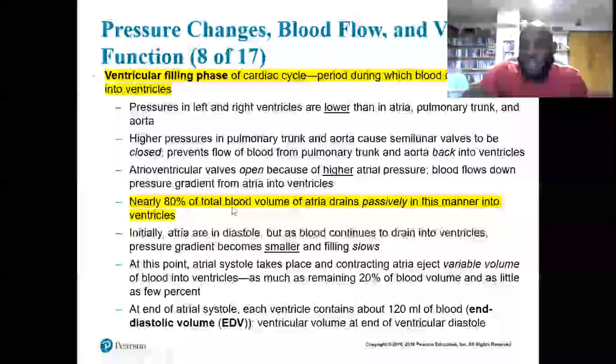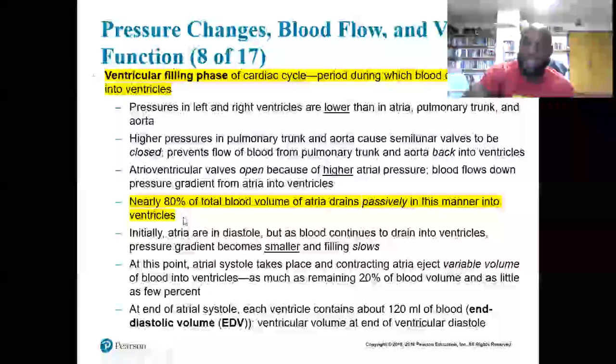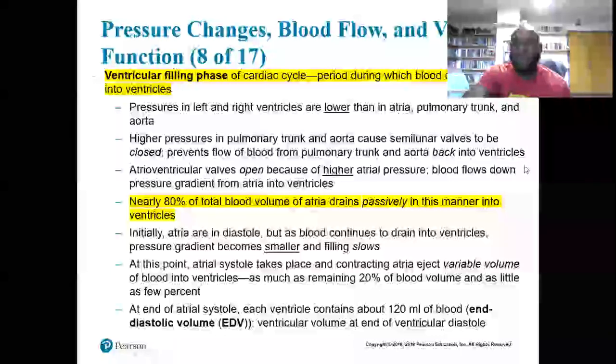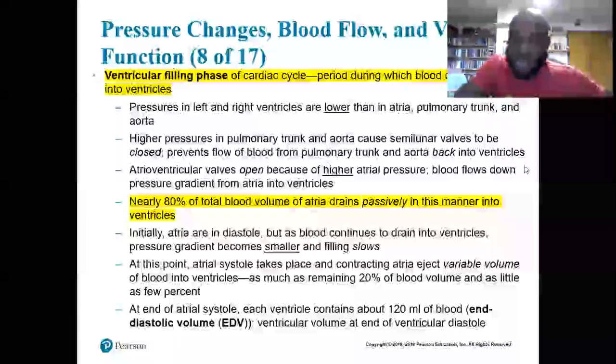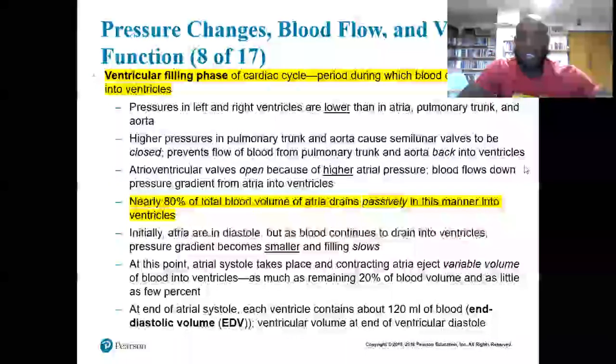Nearly 80% of the total blood volume of the atria drains passively into the ventricles. So just due to the pressure difference, 80% of the blood from the atria will pass right into the ventricles. This is why we talked about atrial fibrillation not being life-threatening. Even if the atria don't have a significant contraction, blood can still flow from the atria to the ventricles.